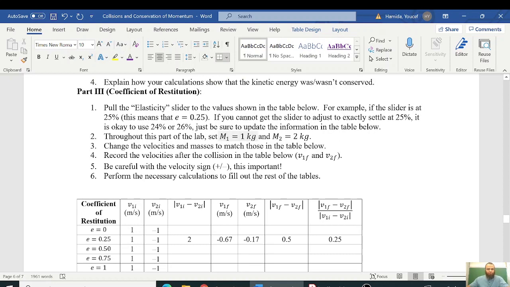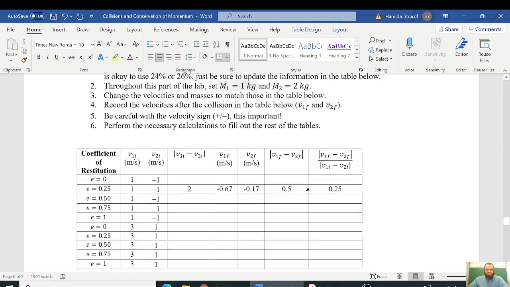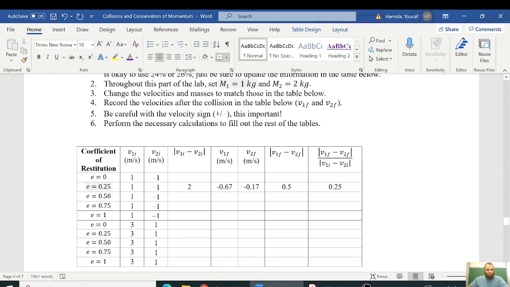So we're going to first choose the elasticity to be 0. If it's 0, then it's 100% inelastic, so it's an inelastic collision. If E is 1, it's perfectly elastic. So let me do this one when E is 0.25.